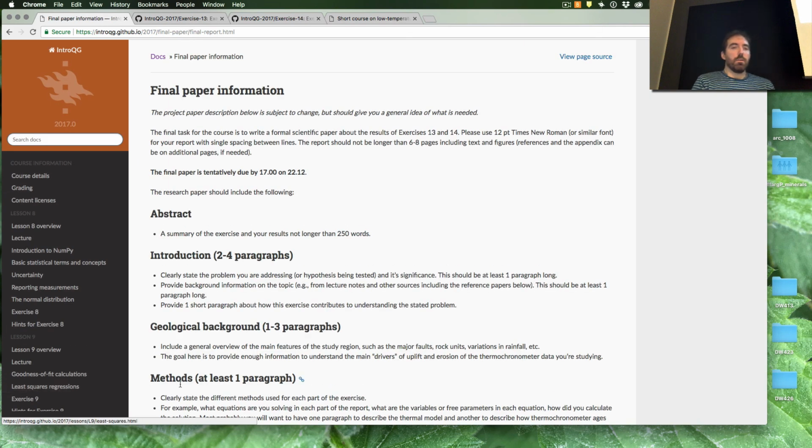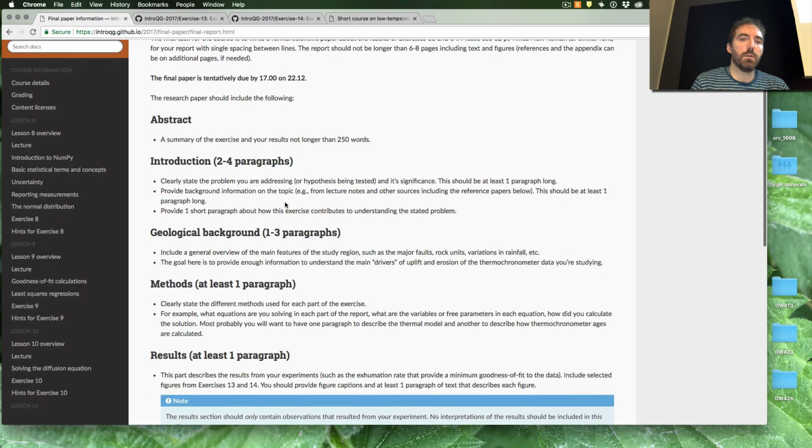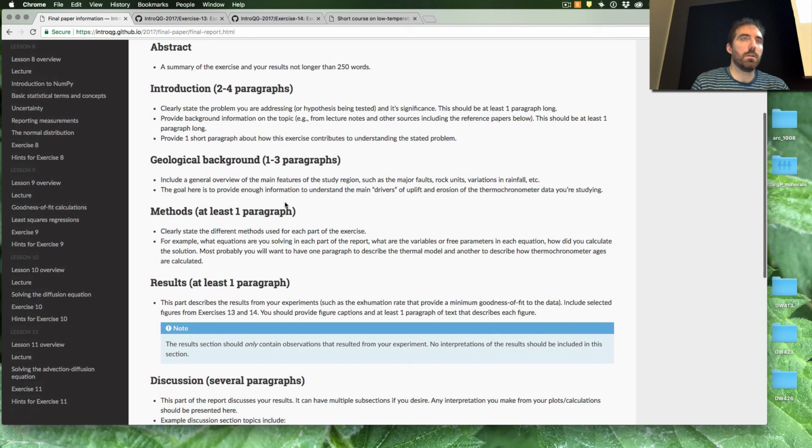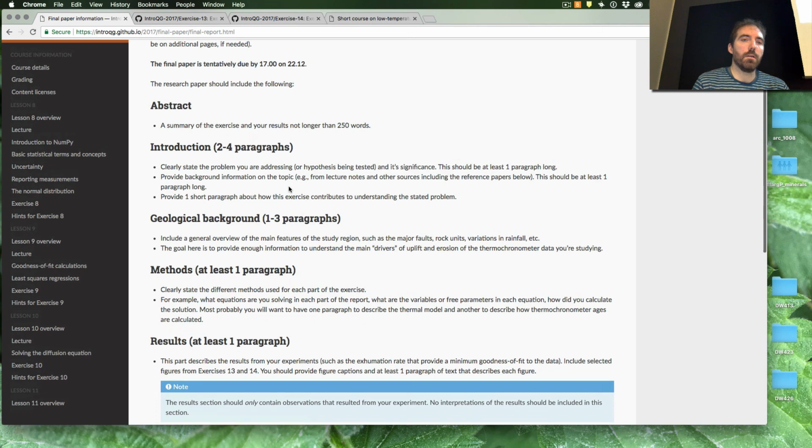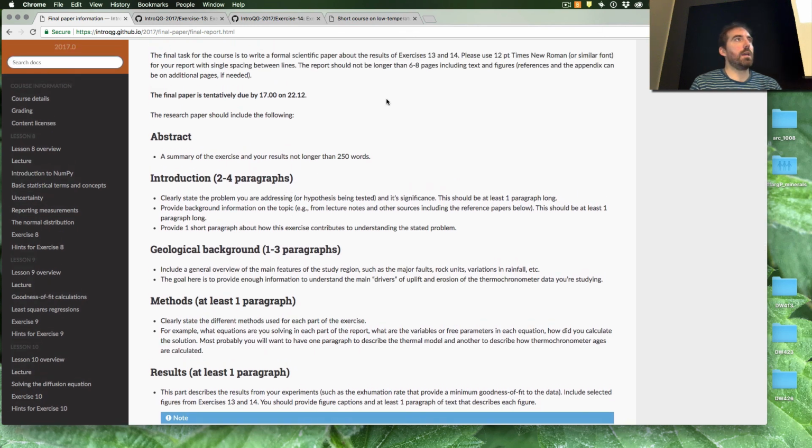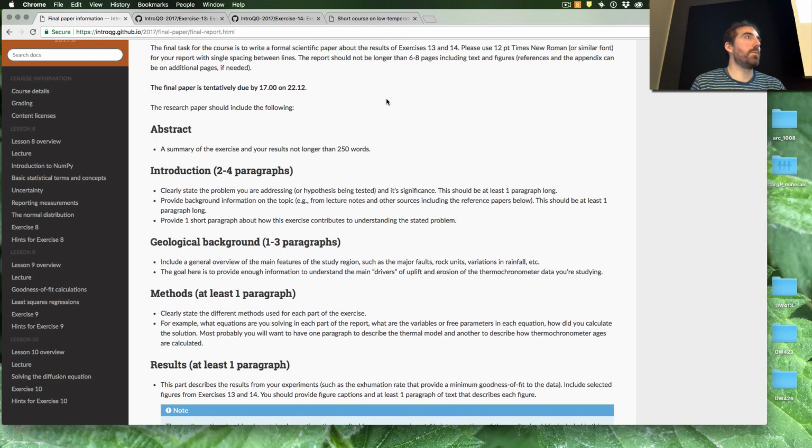Just to remind you, the final paper information is up. We've already sort of shown this once, I think, to one of the Wednesday groups. I don't think it was during lecture time. It was during the Wednesday work session. But you've got something like a 6 to 8 page long paper to write as the final thing in the course, and it takes a lot of the plots from exercises 13 and 14 and just puts them into the context of some kind of scientific article.